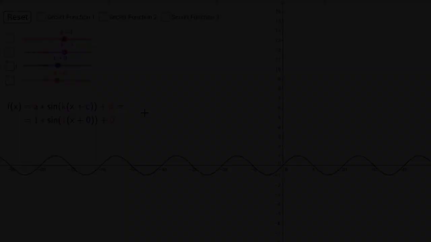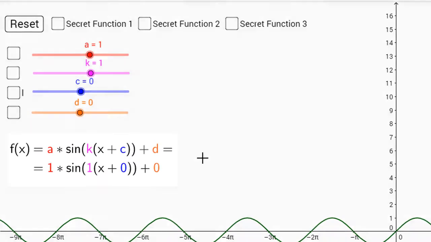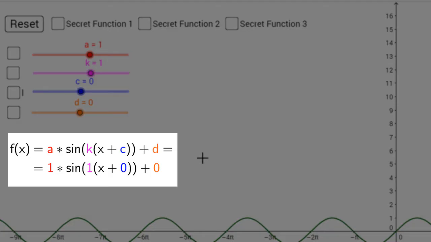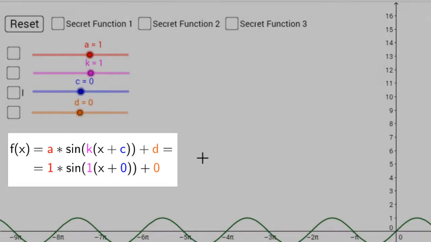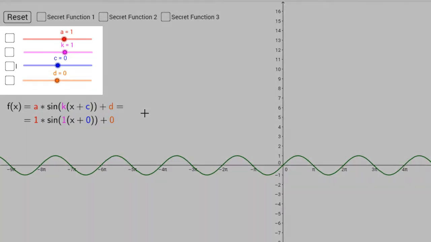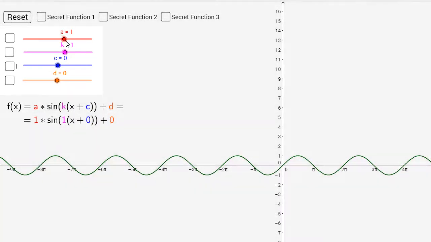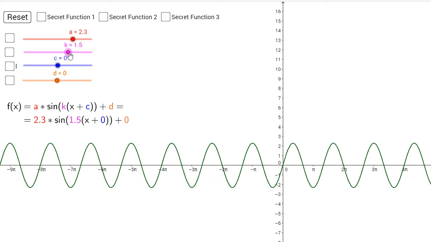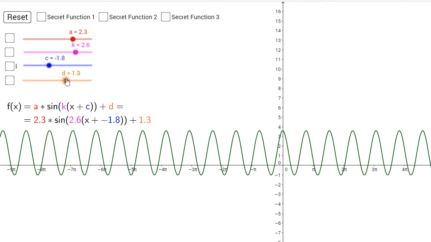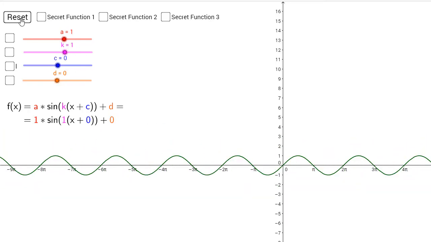So let's get started. This program is showing a graph of this sine function over here, which is written in a general form. And the sliders here at the top let me change the variables in the function. And of course we also have a reset button that lets me reset all the sliders. But now we're going to try to make some connections between the transformation factors and the variables in this function.